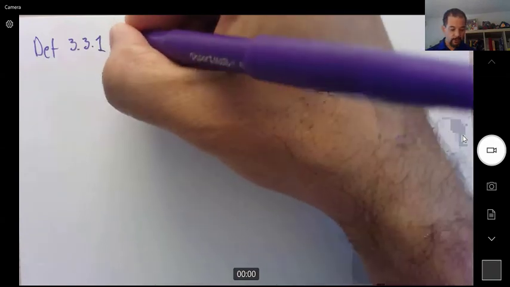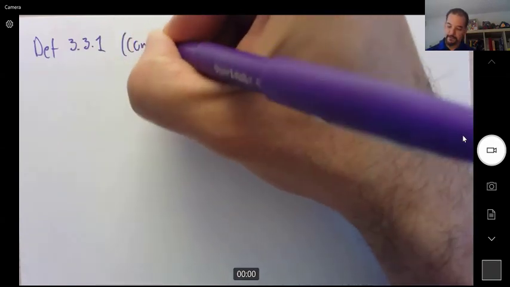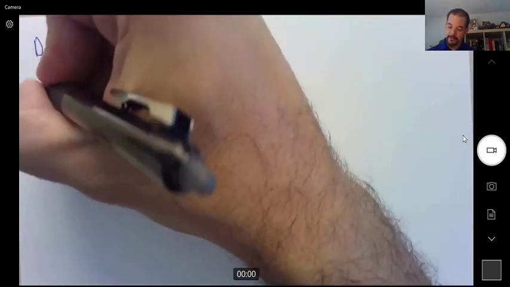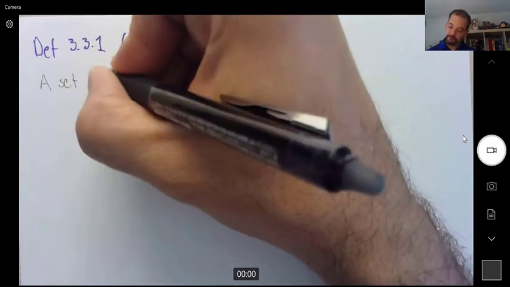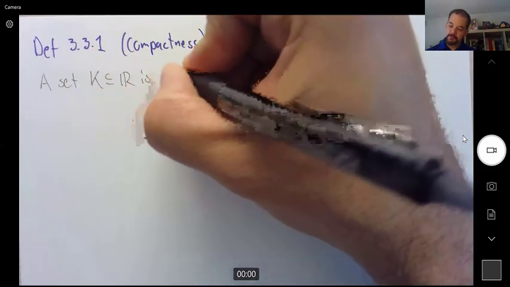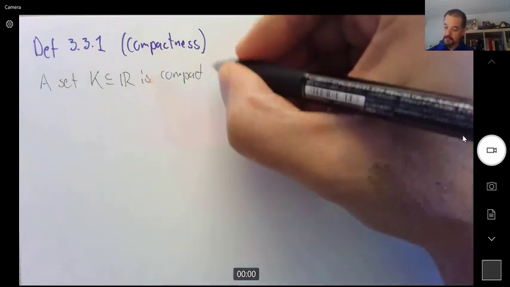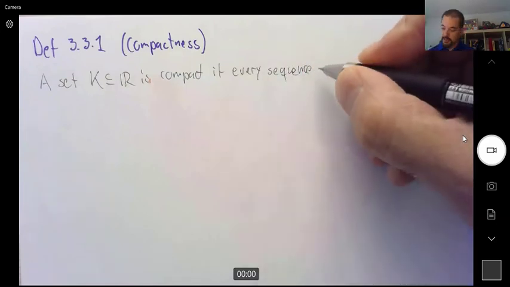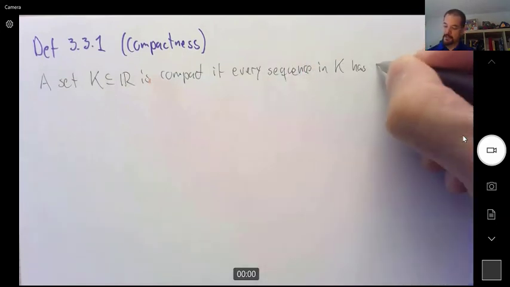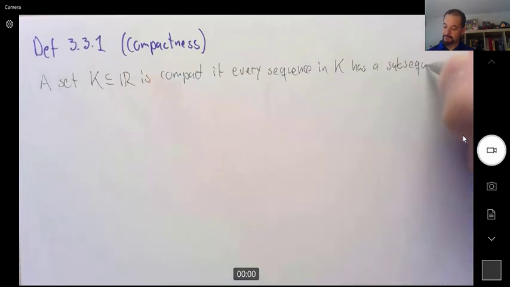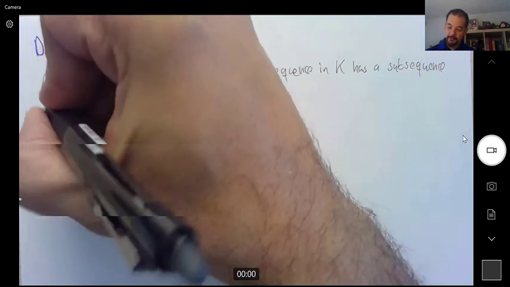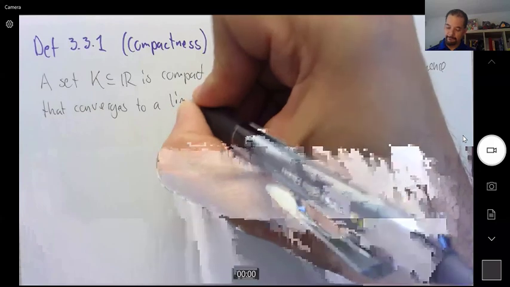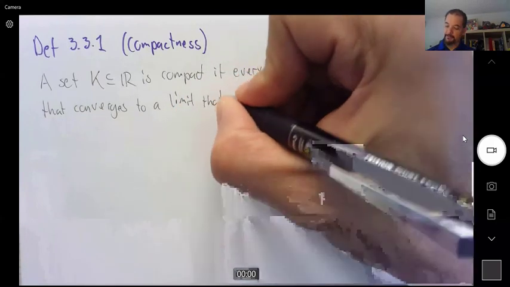All right. So compactness. This is the definition of a set being compact, and it's as follows: a set K is compact if every sequence in K has a subsequence that converges to a limit that is also in K.